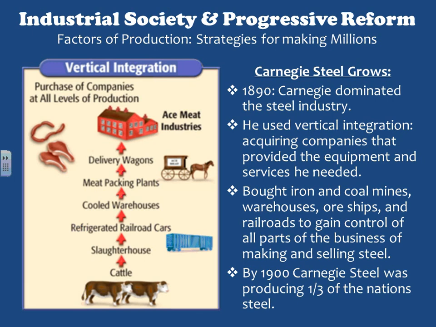So he would buy up not just more steel mills, but the iron and coal mines, which produced it. He bought up warehouses to house the iron and steel and make the steel. He bought up ore ships to transport iron and railroads to gain control of all parts of the business of making and selling steel. And if you look on this slide, you can see the vertical integration of meat production. So again, with vertical integration, you have control over every part of creating a product.